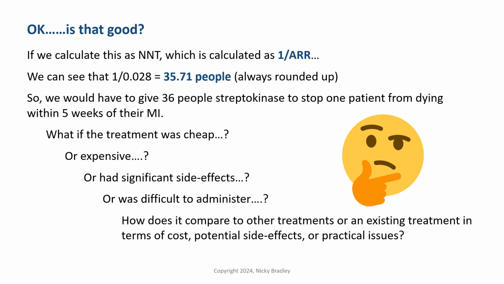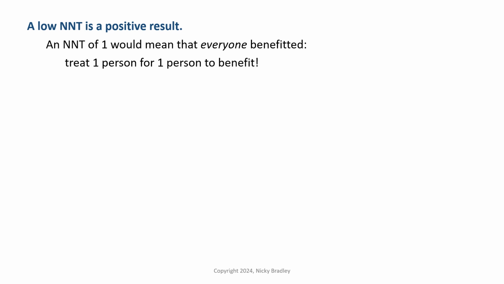The other thing is, how does that then compare to other treatments or to an existing treatment in terms of cost, potential side effects, or practical issues? We'd need to work out the numbers needed to treat for the comparisons, and then we'd get an idea of what's going to be the better option. So a low numbers needed to treat is a good thing. It's a positive result. Imagine we had a numbers needed to treat of 1. That would mean that we would have to treat one person for one person to benefit. In other words, everyone would benefit.